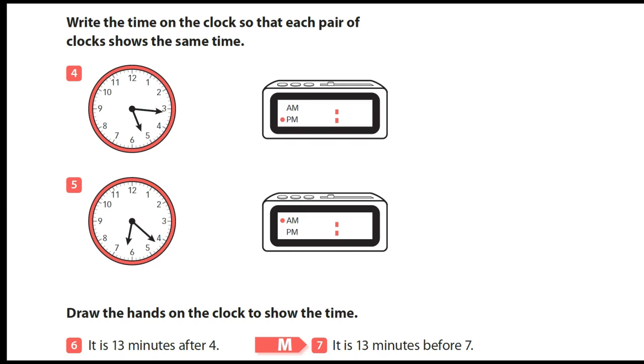It says write the time of the clock so each pair of clocks shows the same time. All right. So the hour hand is pointing between the 5 and the 6. So what time would that be? 5. And it's pointing one mark below the 3. 16. Well, I know that's 5, 10, 15, but then plus one more, that would be 16. And you tell me, what time is it? Give me the hour first. 6, perfect, because it's past 6 before 7.